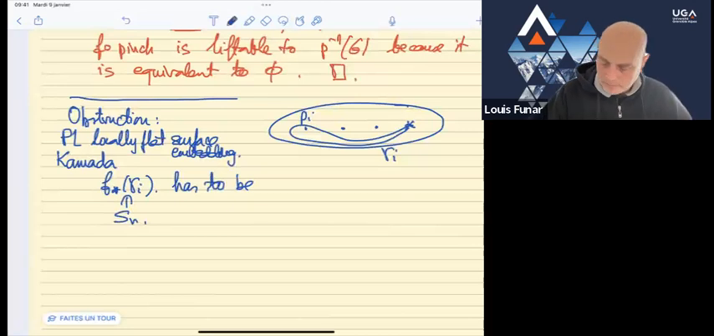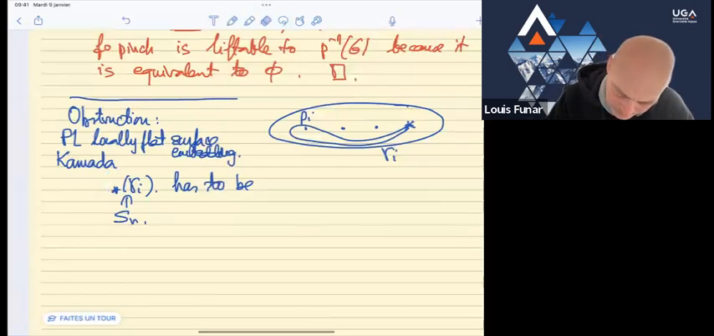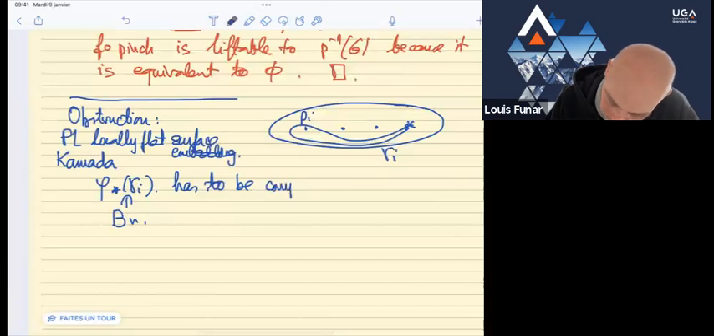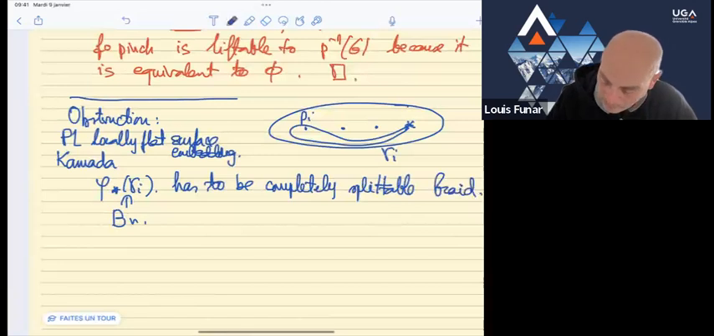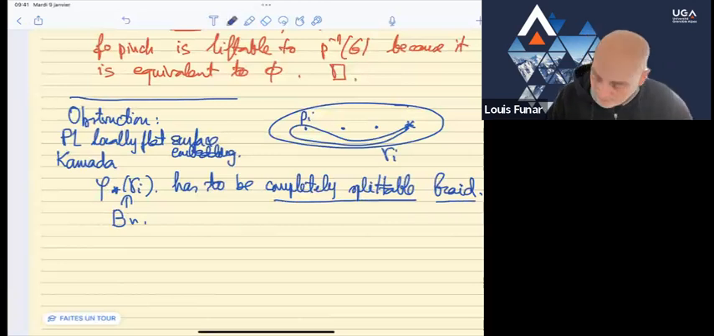So now this is an element of Sn. Oh, sorry. I'm not taking that. Taking pi star, and it has to be completely splittable braid. Now I have to explain what a completely splittable braid means.